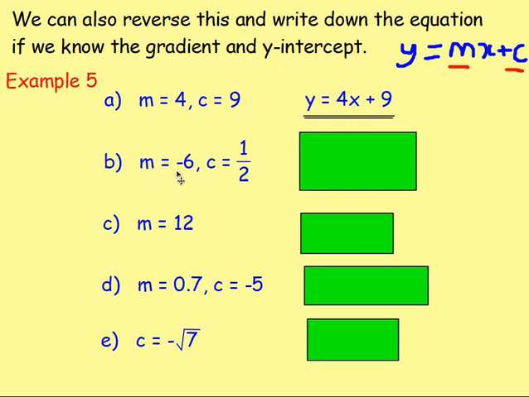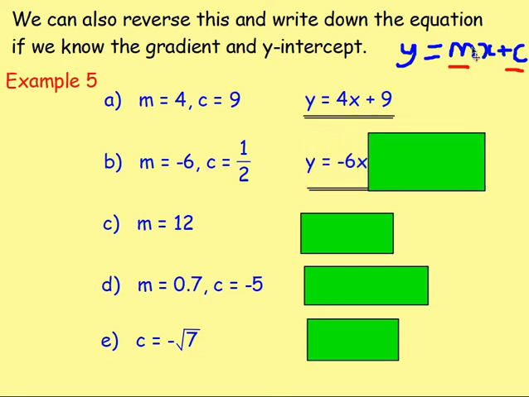So for example, here we've got m equals negative 6. Therefore, we will have y equals negative 6x. Again, we're replacing the m with negative 6, so negative 6x. And plus c on the end will be plus a half. Perfect, it's just going to be plus a half because that is what your y-intercept is.